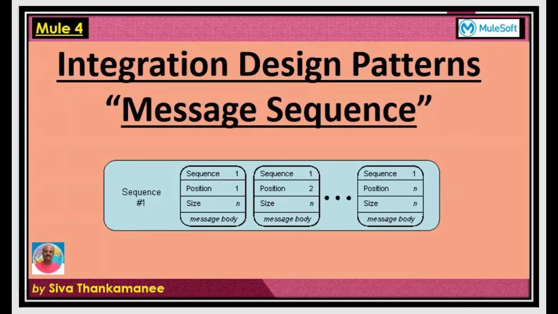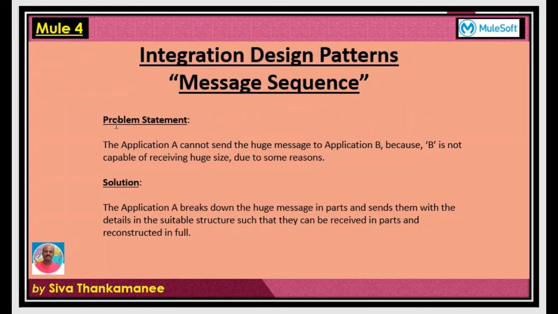Let's see this slide, where we have a problem statement and a solution, and I'll try to explain in a simple way. The problem is that there are two applications, application A and application B. We are in application A and we are developing an API, and we have to send the message to application B. But application B is incapable of receiving such a huge message due to some reasons. We will not be digging into how this problem has come into existence. We don't care. But we have a problem that application B, the recipient, cannot receive the message in huge size.